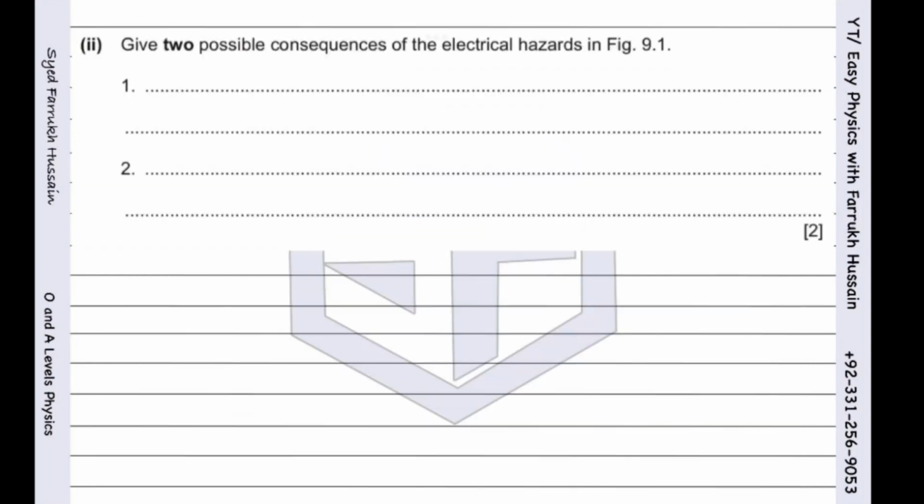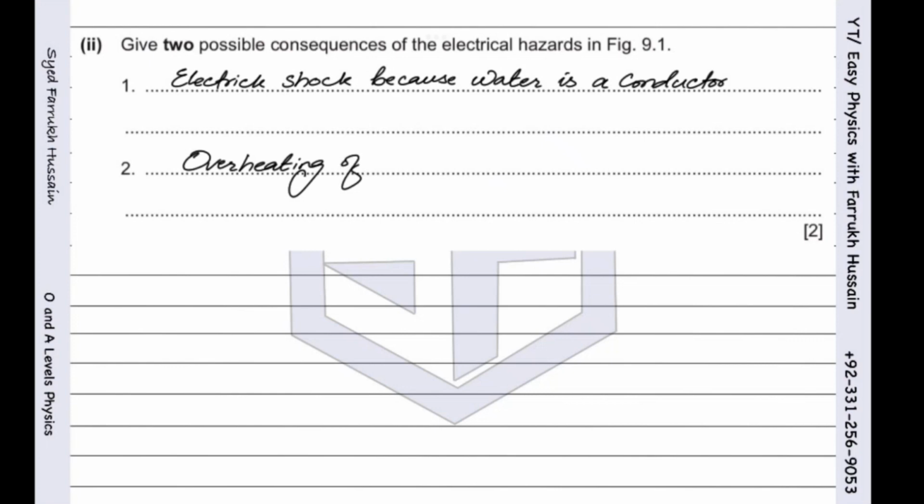Give 2 possible consequences of the electrical hazards in figure 9.1. You can get electrocuted and an appliance can catch fire. It can cause fire. Why? Because too many appliances connected to a single socket may lead to higher current from the socket. Cables will overheat, insulation may be damaged, and it may cause sparks.